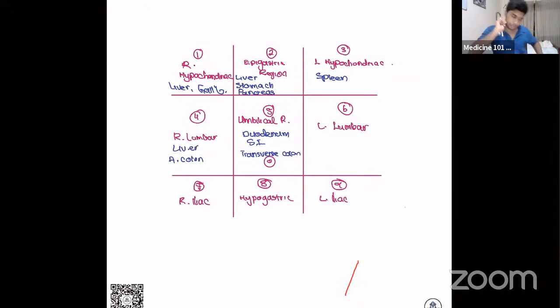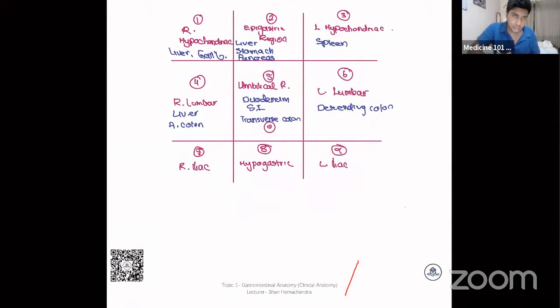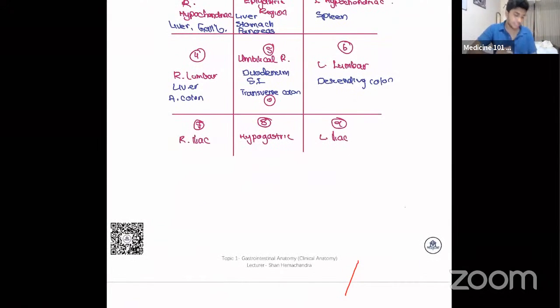Left lumbar: sigmoid colon, descending colon, yes, descending colon. And also the left kidney, okay? What about the right iliac? Two organs, two structures? Appendix. And cecum. Yes, and the cecum.